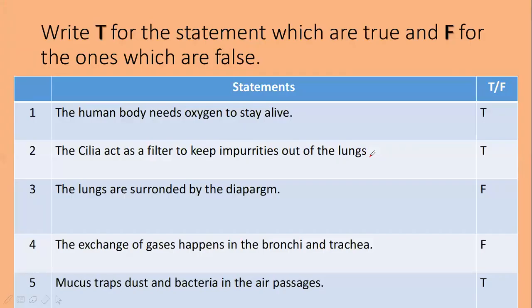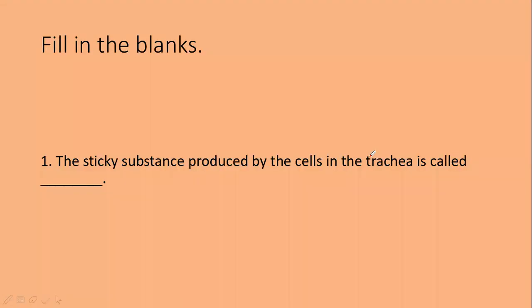Exercise. The human body needs oxygen to stay alive. True statement. The cilia act as a filter to keep impurities out of the lungs. True. The lungs are surrounded by diaphragm. False. The exchange of gases happens in the bronchi and trachea. False. Mucus traps dust and bacteria in the air passage. True statement. Fill in the blanks.